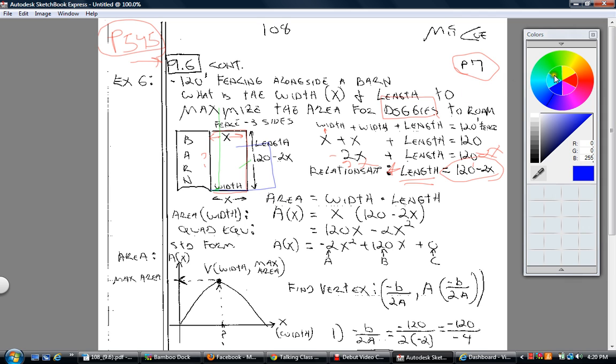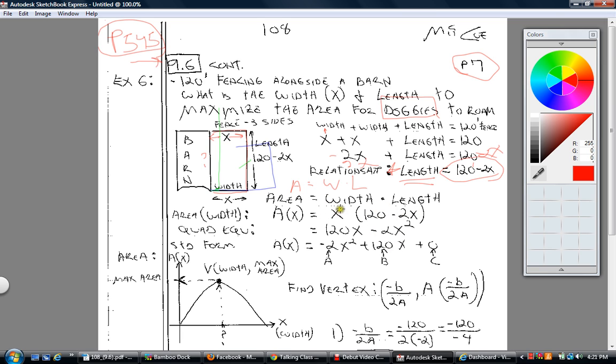So now we go back to the area of a rectangle is width times length. We know that from our toolbox. Area equals width times length. And now for width we're putting X, and for length we're putting the relationship 120 feet minus 2 times the width.